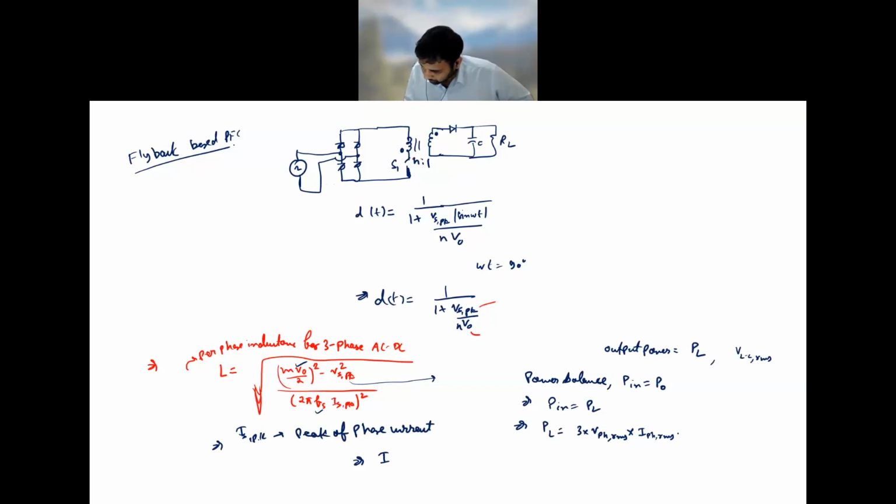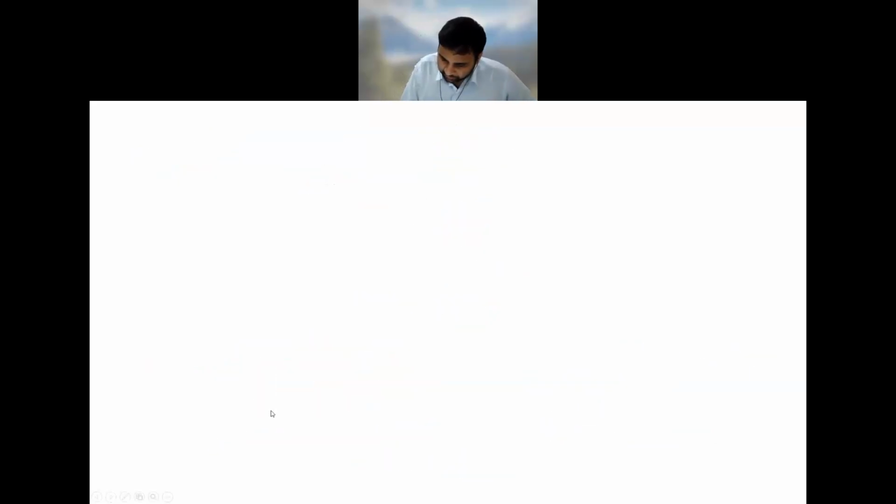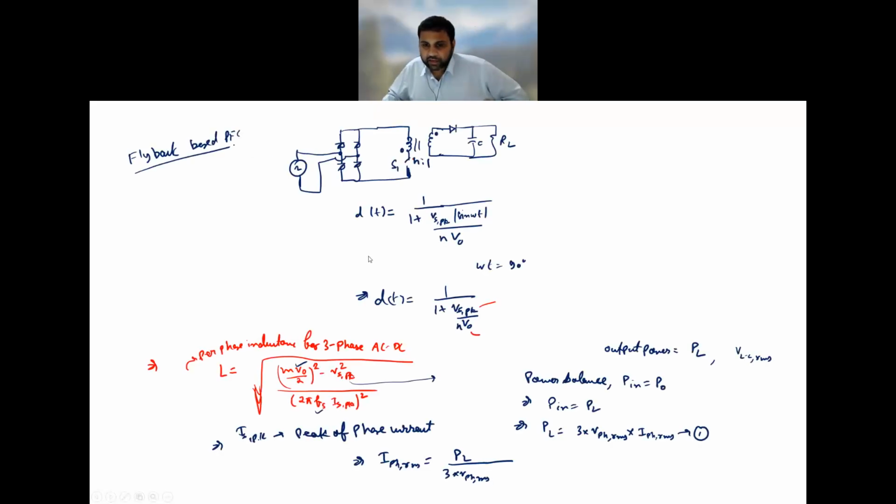if we see from equation number 1, what we have is I phase RMS is nothing but PL by 3 into V phase RMS. Now we know that mostly our systems are star connected systems, so V phase is equal to whatever the line to line voltage is, divided by root 3.